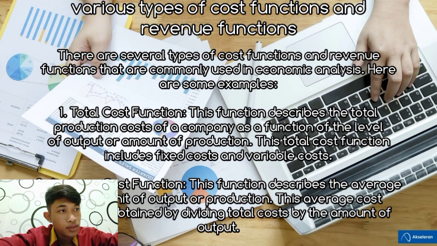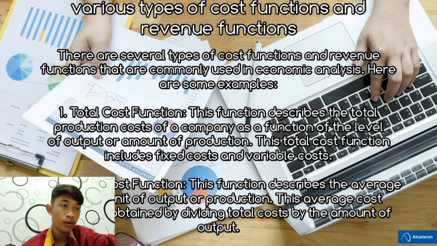Various types of cost function and revenue function. There are several types of cost function and revenue function that are commonly used in economic analysis. Here are some examples. Number 1, total cost function. This function describes the total production cost of a company as a function of the level of output or amount of production. This total cost function includes fixed costs and variable costs.